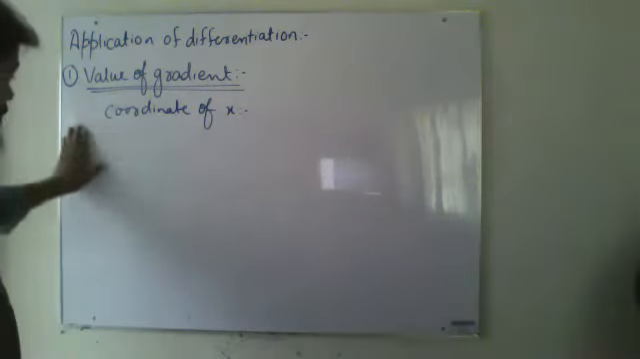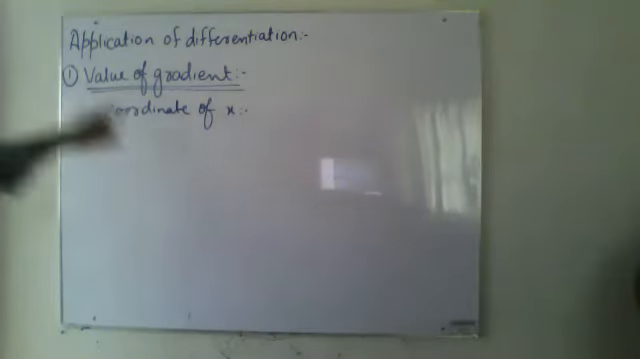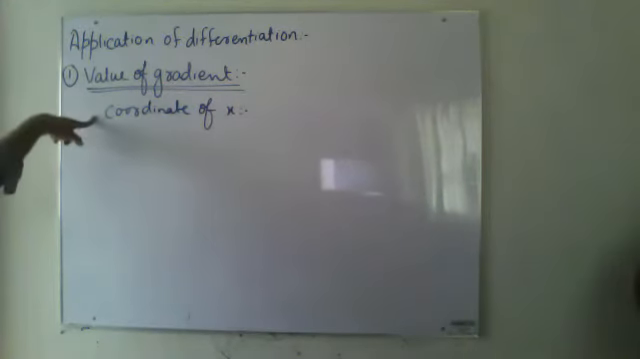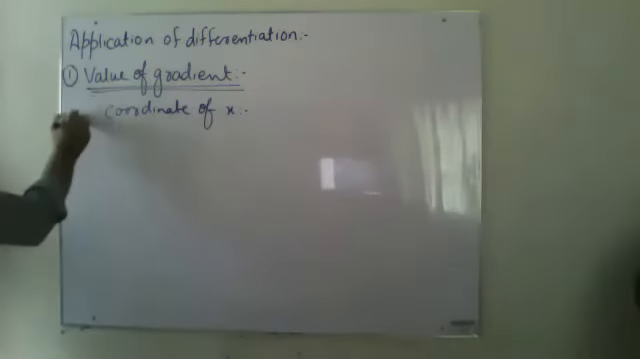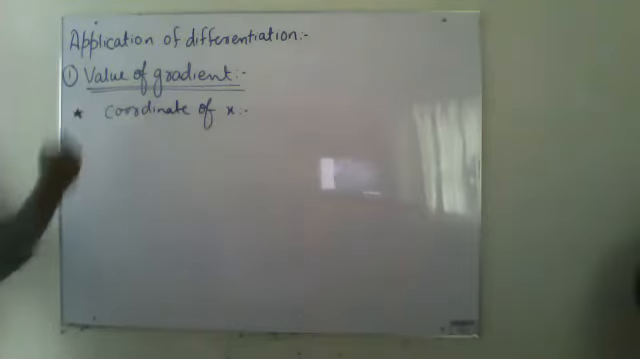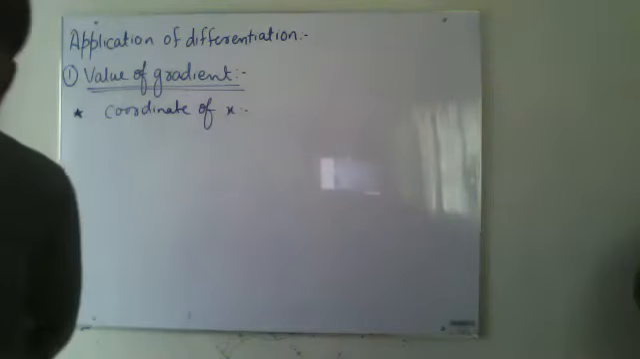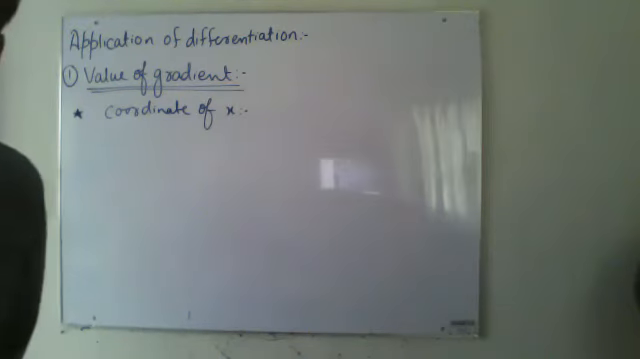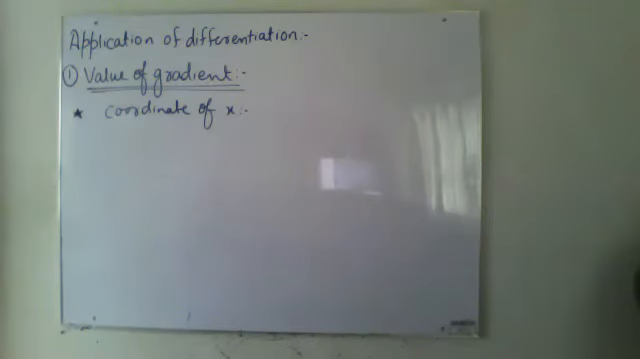Okay, so the most important thing in finding gradient by differentiation is that you should have the coordinate of x. Okay, if it is already given, then start your differentiation and get your result. If it is not given in the first place, then try to find the value of x. I'm saying try to find it. I'm not saying that you must find it.